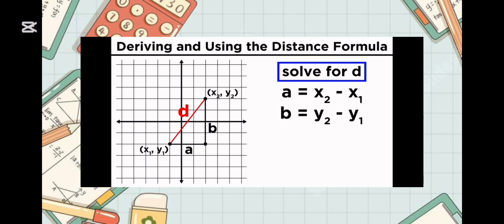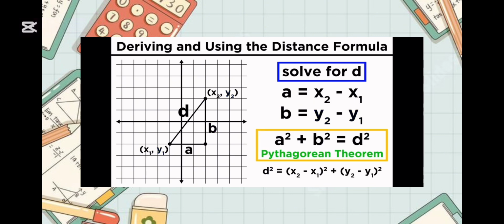The legs can be expressed as the difference between the respective points that mark their ends. This horizontal line segment has a length of x2 minus x1, since it only moves in the x direction. The vertical line segment has a length of y2 minus y1, since it only moves in the y direction. Now we just use the Pythagorean theorem.